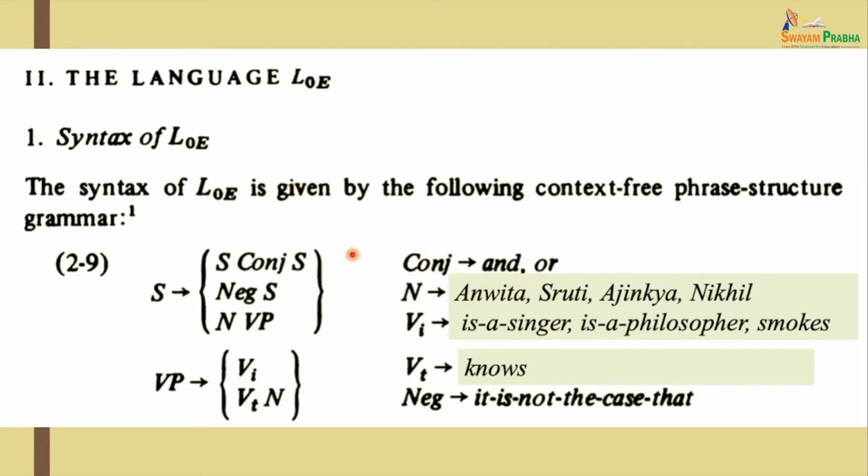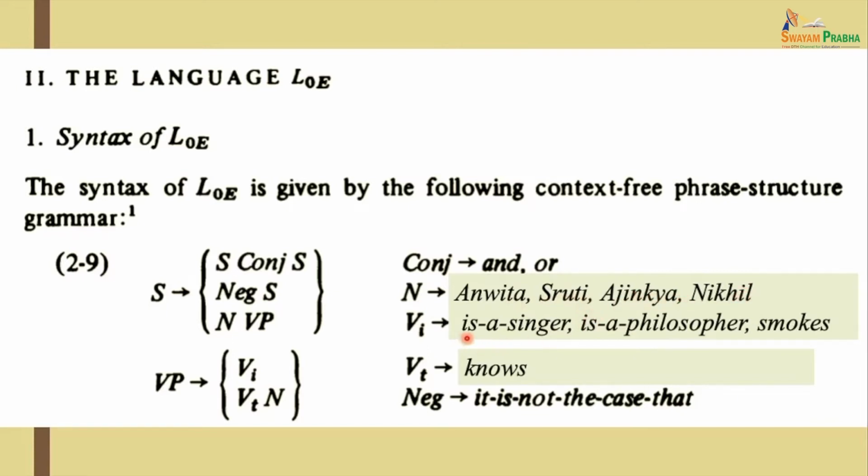This is phrase structure syntax. What is phrase structure syntax? Basically, it's all about rewriting. So this means that S can be rewritten as either S conj S or neg S or N VP. And then VP can be rewritten as VI or VT and N. And then conj can be rewritten either as and or as or. N can be rewritten as Anvita or Shruti or Ajinkya or Nikhil.